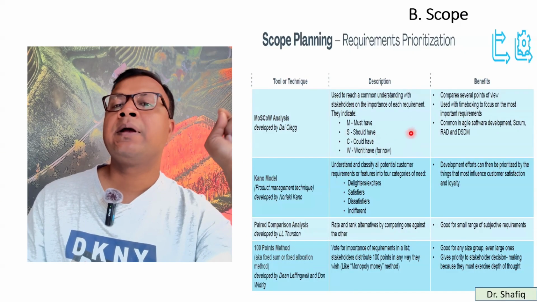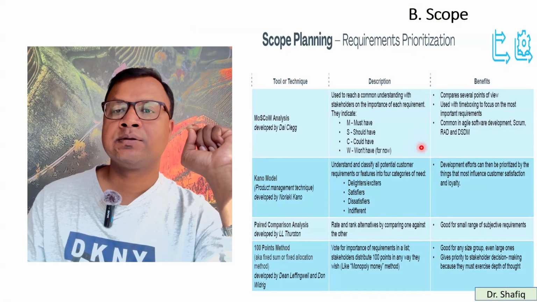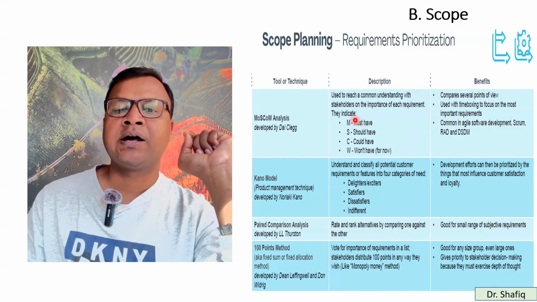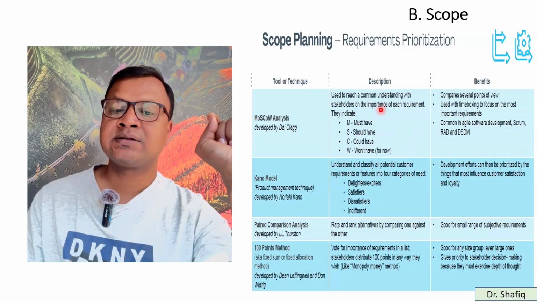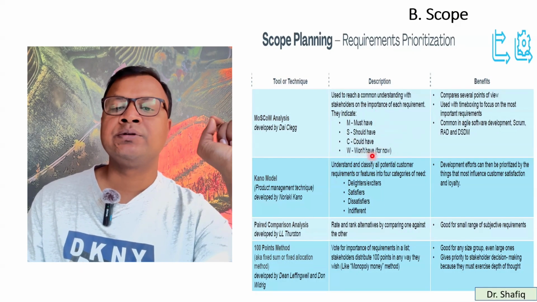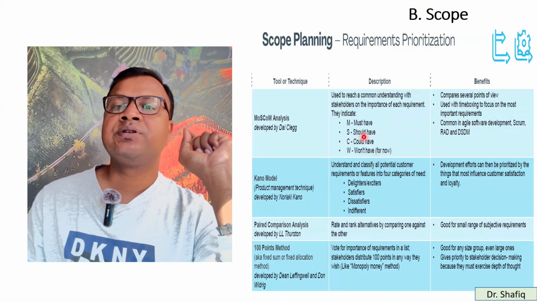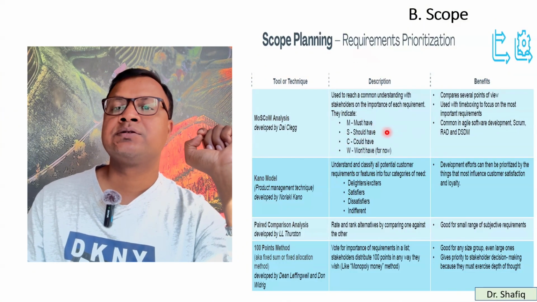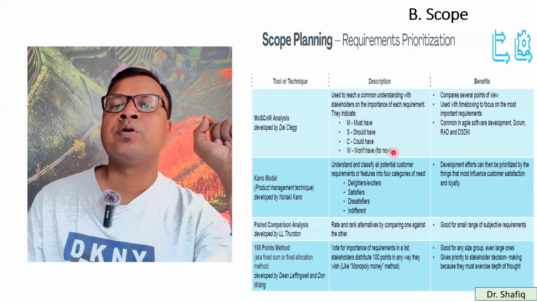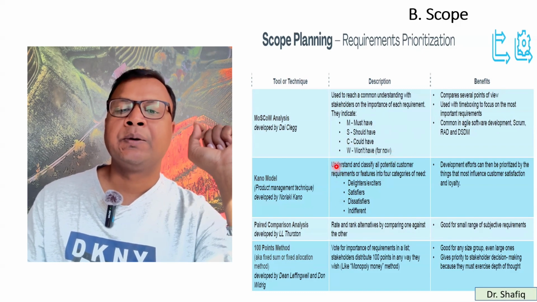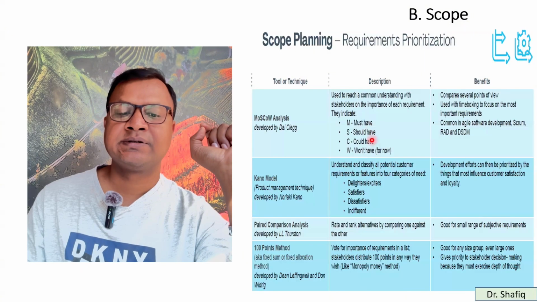So you have a requirement matrix, a list of requirements. For each requirement you have to ask this question: Is it must have? Is it should have? Or is it could have? Or is it won't have? Based on this analysis, you can find which one is emergency, which one is less necessary. So you can prioritize all the requirements.